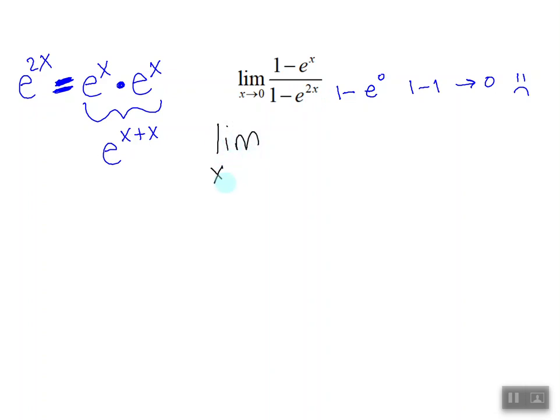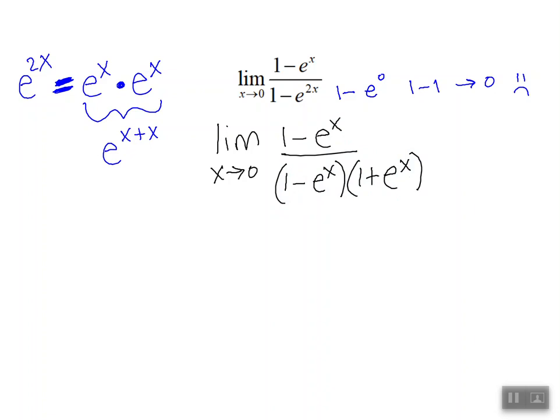Knowing our exponential properties, we know that e to the 2x is equivalent to e to the x times e to the x, because when we multiply exponential functions with the same base, we add the exponents. So this makes e to the x plus x, which of course is e to the 2x. All that to say, this is a difference of squares down here. So I can rewrite this limit to look like this. Limit as x approaches 0 of 1 minus e to the x over 1 minus e to the x times 1 plus e to the x.